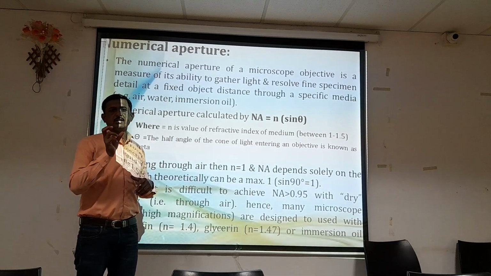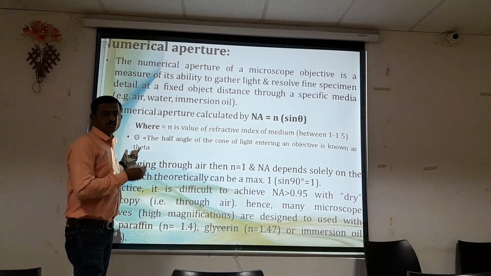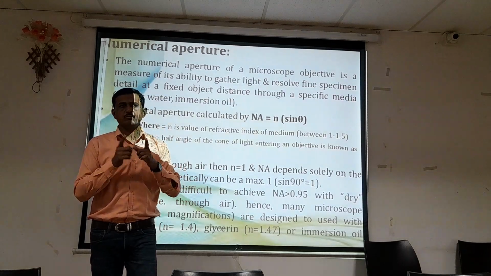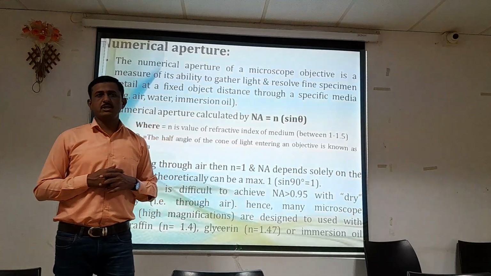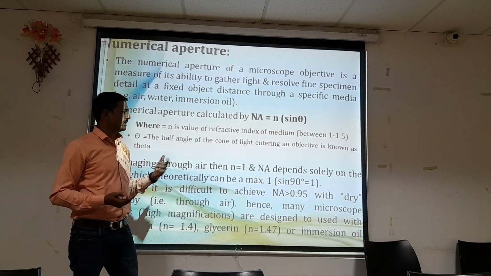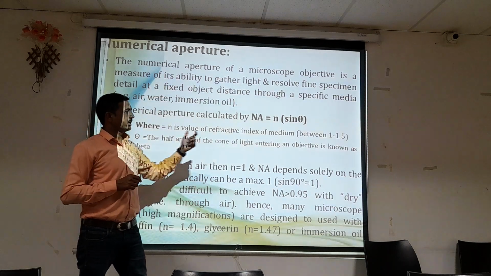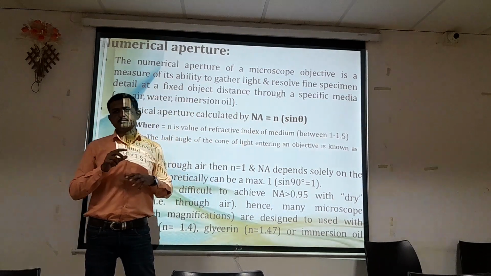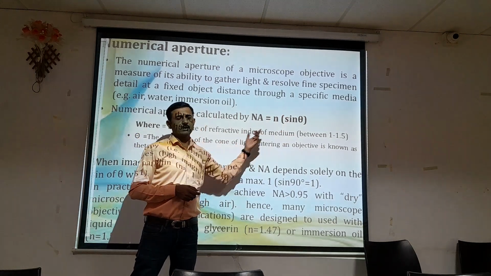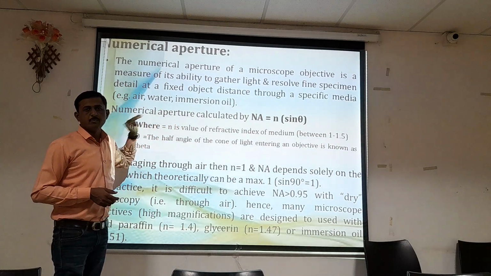So depending on the angle formed here, we can place the value. In the case of sin theta, if the cone formed at the objective lens is 60 degrees, then theta is half of that angle, so it is sin 30. We use the value of sin 30, put it in the bracket, and multiply by the refractive index of that medium. We can then calculate the numerical aperture value.